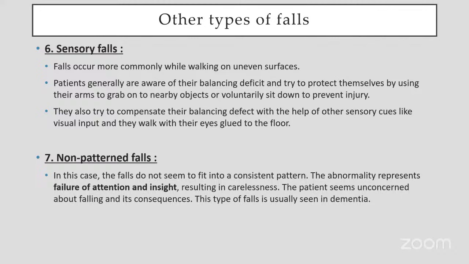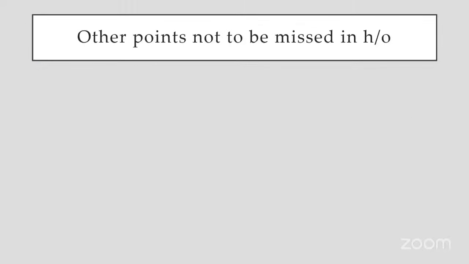And the other one is non-pattern falls. In this case, the falls do not seem to fit in any consistent pattern. The abnormality represents a failure of attention and insight, resulting in carelessness. The patient seems unconcerned about the falls and their consequences. This type of fall is usually due to dementia.